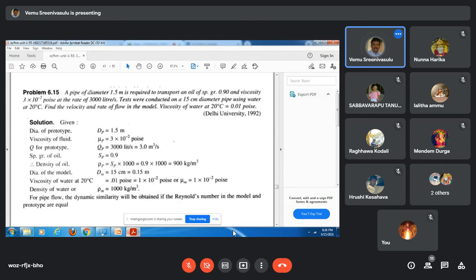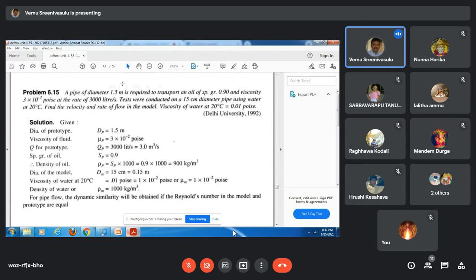The real pipe is the prototype, and tests were conducted on a 15 centimeter diameter pipe using water at 20 degrees centigrade. So the model diameter of the pipe is 15 centimeter, while the actual one is 1.5 meter. We are conducting the test in the laboratory on the 15 centimeter diameter. Find the velocity and rate of flow in the model. What should be the velocity and rate of flow in the model?